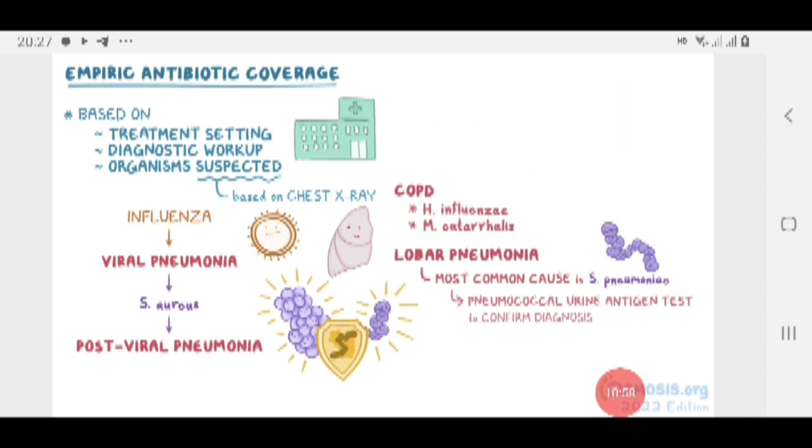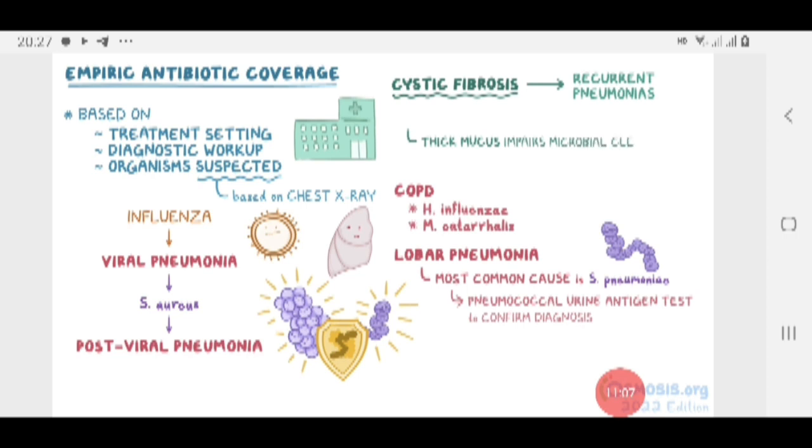One group of individuals that develop recurrent pneumonias are those with cystic fibrosis, because the thick mucus in the airways impairs microbial clearance. Common organisms implicated in cystic fibrosis include Pseudomonas aeruginosa, Staph aureus, and Burkholderia cepacia.